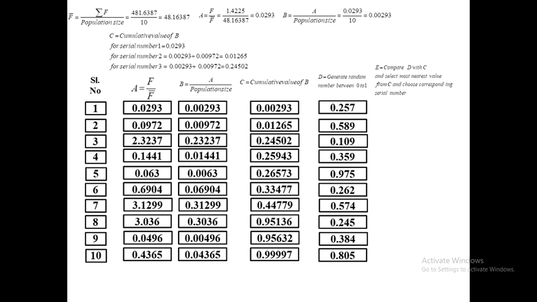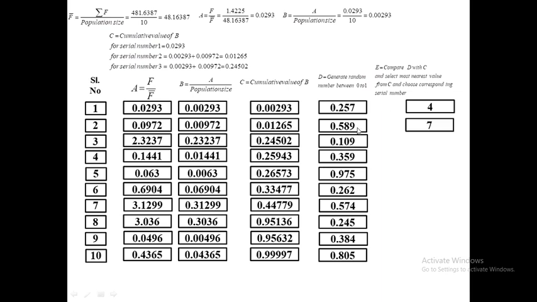After D, I go for E. E means I compare D with C. 0.257 is the first random number available in the D column. I compare this 0.257 with all the other values available in the C column. Comparing everything, the nearest maximum is 0.25943 in the C column, so I put 4, the serial number, in the first row. I compare D with C: the nearest value to 0.257 is 0.259, and the corresponding serial number is 4, so I generate 4.